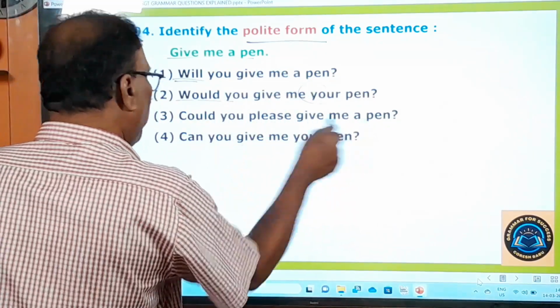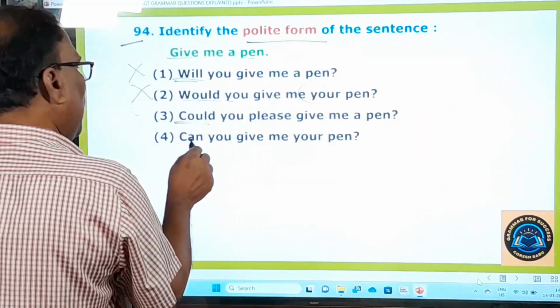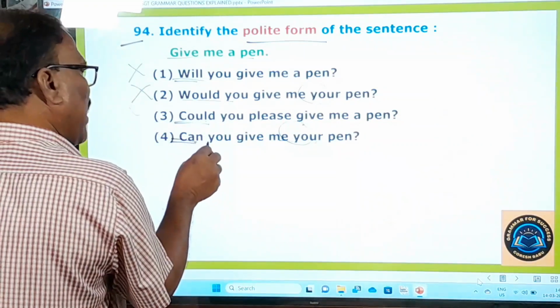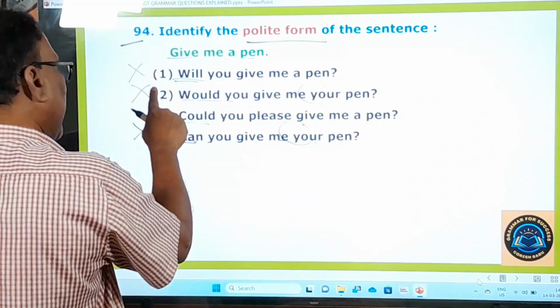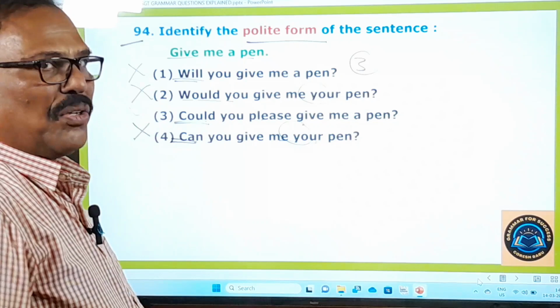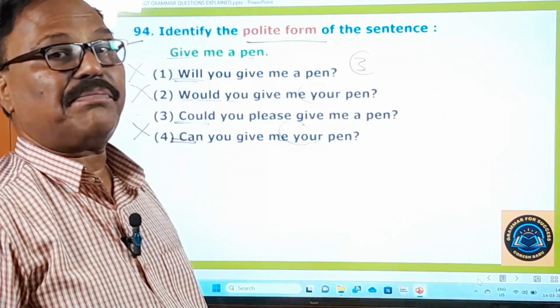And "Could you please give me a pen?" This is absolutely correct. And the fourth one: "Can you give me your pen?" Again, your is given. Can is also less polite, and therefore this is wrong. So the first, second and fourth ones are wrong. Only the third one is going to be your answer. You have to say, could you please give me a pen?